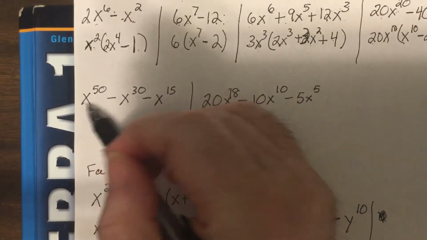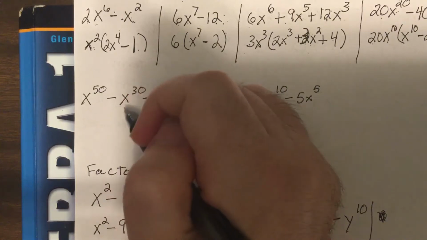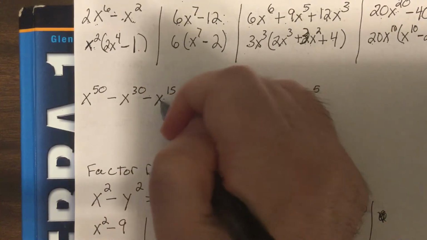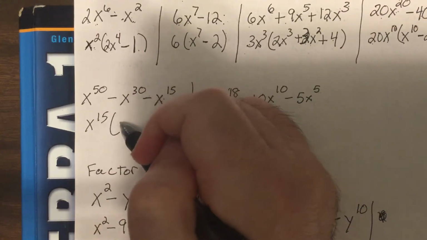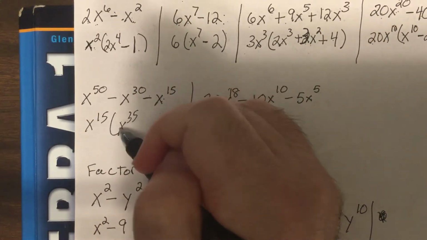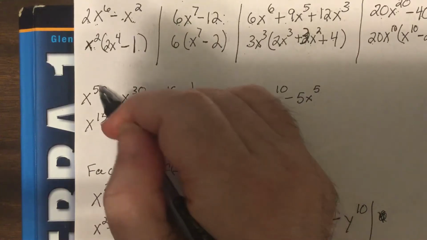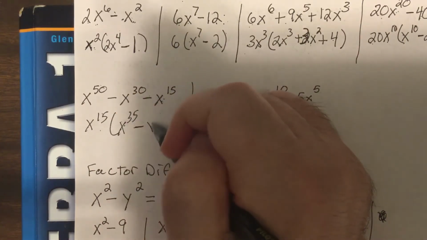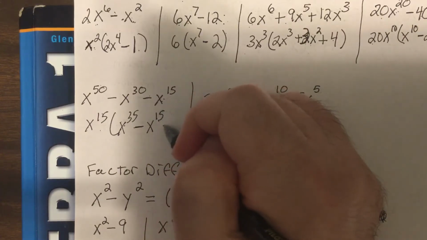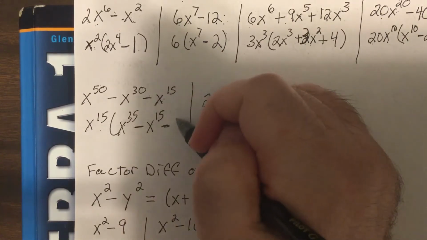Okay, so 1, 1, 1. So there's no common coefficient. But there is an x to the 15th in every term. So you'd have x to the 35th, because when you multiply two things with the same base, you add. 15 plus 35 is 50. Minus x to the 15th times x to the 15th, minus uno.